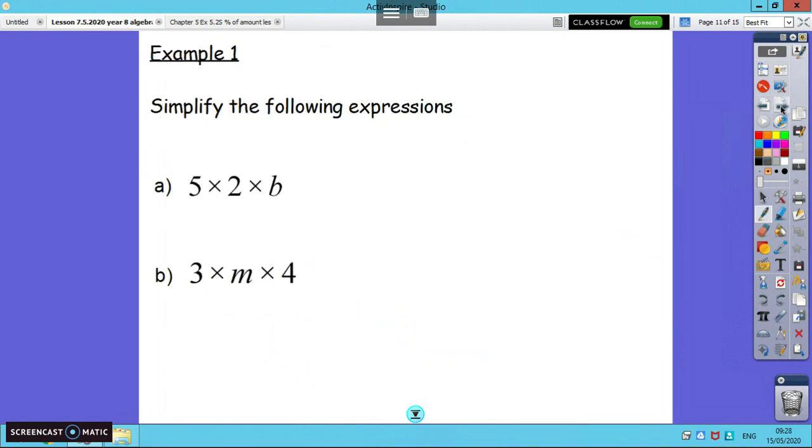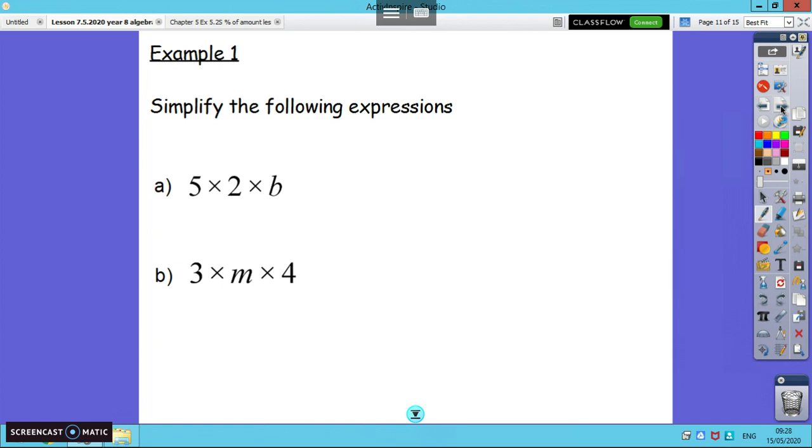So we're going to do some examples now, continuing from our last algebraic notation lesson. So this is your first example. I'd like you to copy this down. It says simplify the following expressions. What that means is just what we were doing before in those rules that I just talked about.